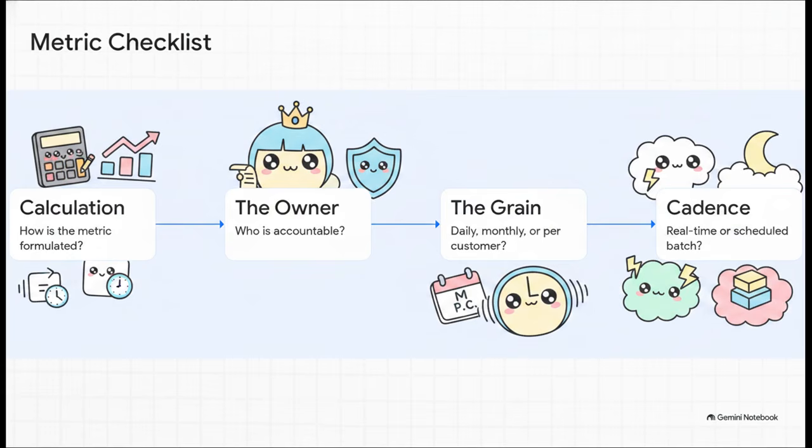For every single metric, you have to document 4 vital things. First, the calculation. How exactly is it formulated? Second, the owner. Who is actually accountable for this? Third, the grain. Are we looking at this daily, monthly, or per customer? And fourth, the refresh cadence. Does it need to be real-time, or is a weekly batch totally fine? Getting these down creates your overarching metric glossary.